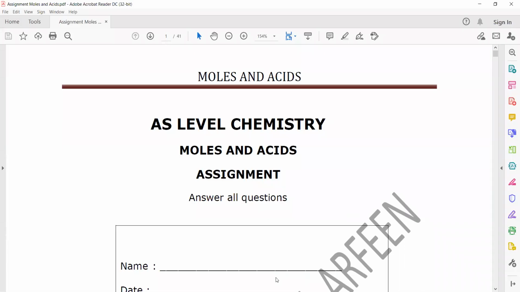Good evening, everyone. This is topic moles and acid from IAL Chemistry Unit 1. In this session, I'll discuss questions from this assignment. So, starting with the first question.